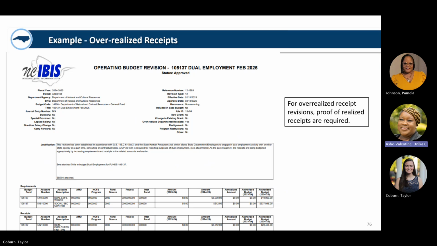This is an example of a Type 12 budget revision of overrealized receipts. This is done on a non-recurring revision, and the overrealized receipts category is selected. They have the correct budget authority reference in the justification, and the proof that the funds are available is attached. So this is a good example of an overrealized receipts revision.